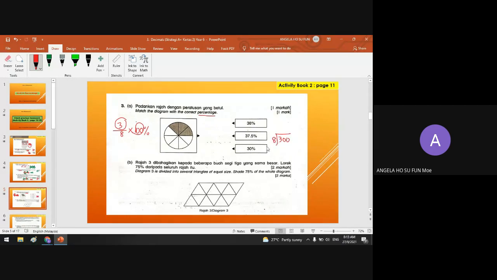The denominator is 8. So 8 times 3 is 24. So I minus 24 here. I left 6. I bring down the 0 here.